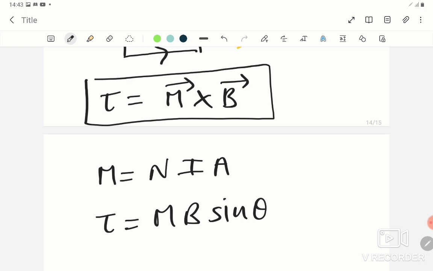You also have to keep in mind that this M is known as magnetic moment and it is given by the equation NIA. So with this we have completed this slide as well. Now let's move ahead to the next slide.